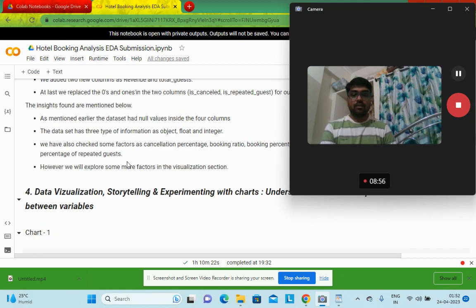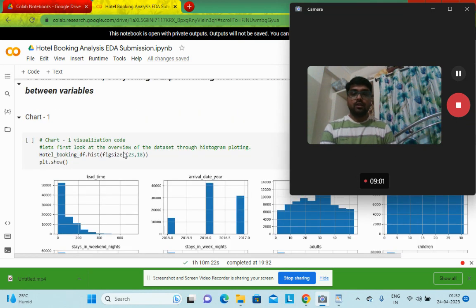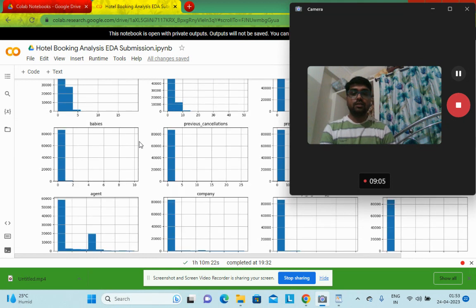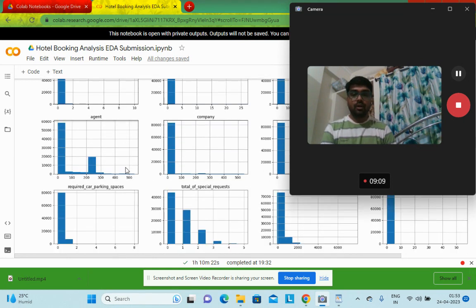Next, we will go into the visualization section. I have started the visualization section with a histogram plot. This histogram plot will give you an overview of the given data set.